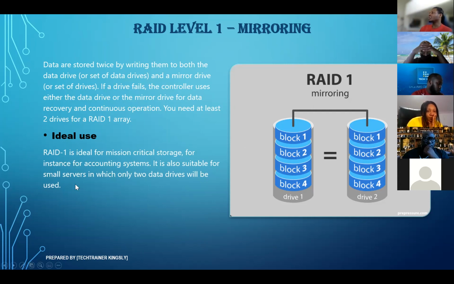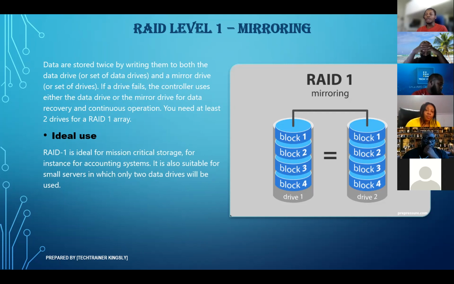It says ideally used for RAID 1. RAID 1 is ideally used for mission critical storage, for instance, for accounting systems. It is also suitable for small servers in which only 2 data drives will be used. So if you have a small local network in your house, you can use it for this. Accounting system, why? Because when you deal with accounting, you always want to have a backup somewhere.